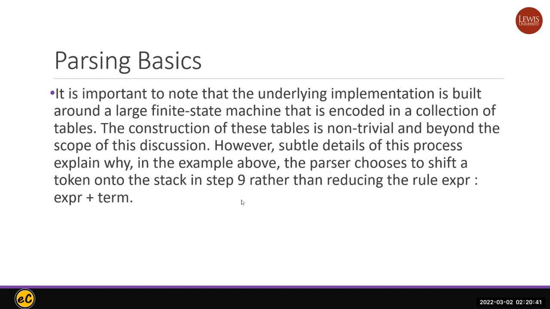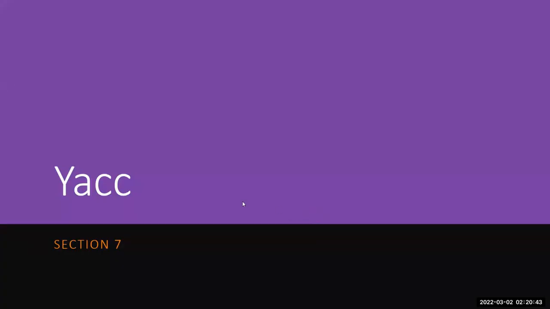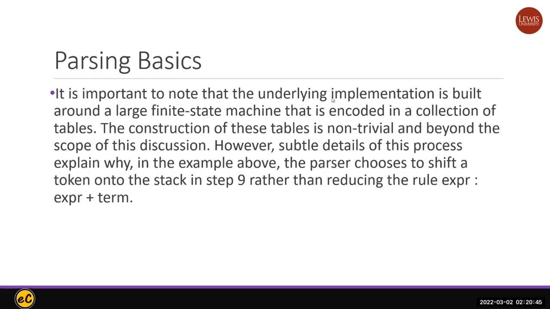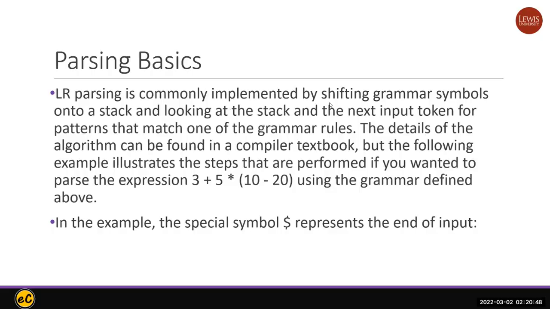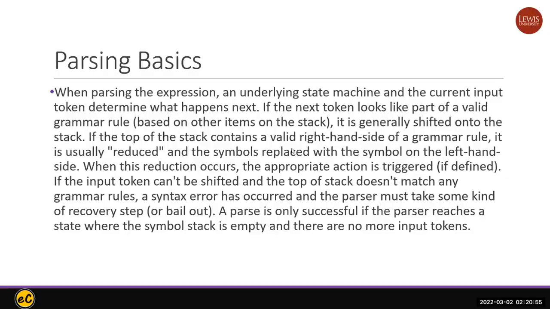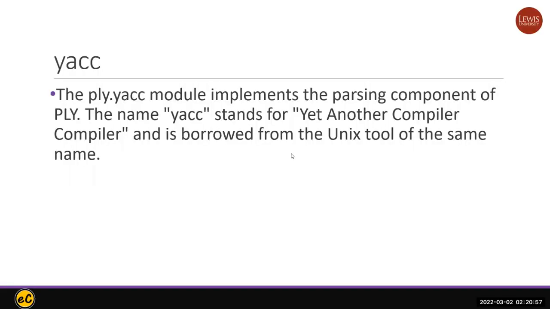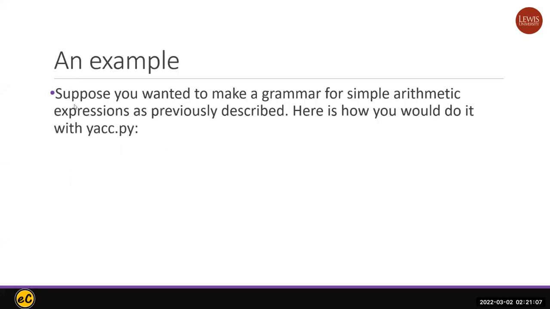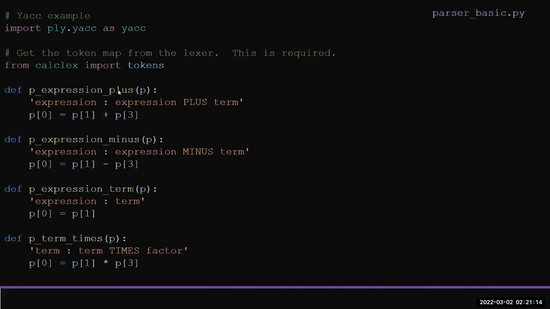In the example above, okay, so here we actually look at Yacc. Okay, so here just telling you, we use the LR parsing, and the syntax rule is the one that we actually talked about in lecture 13. Okay. And here we talk about Yacc. Yacc is yet another compiler compiler. Okay, its name comes from here. Suppose you wanted to make a grammar of a simple arithmetic expression. Okay, you can do it with yacc.py.